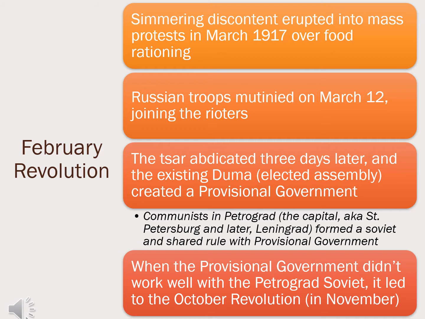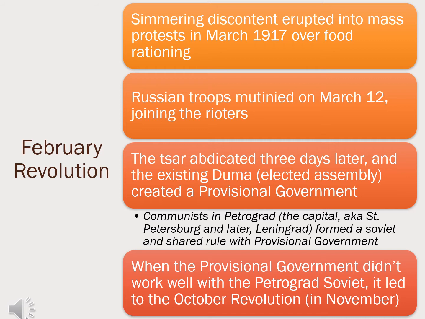Three days later, because he was afraid that all of this is going to end up being the death of him and his family, the Tsar abdicates. He gives up his throne, bringing to an end 400 years of the Romanov dynasty ruling Russia.